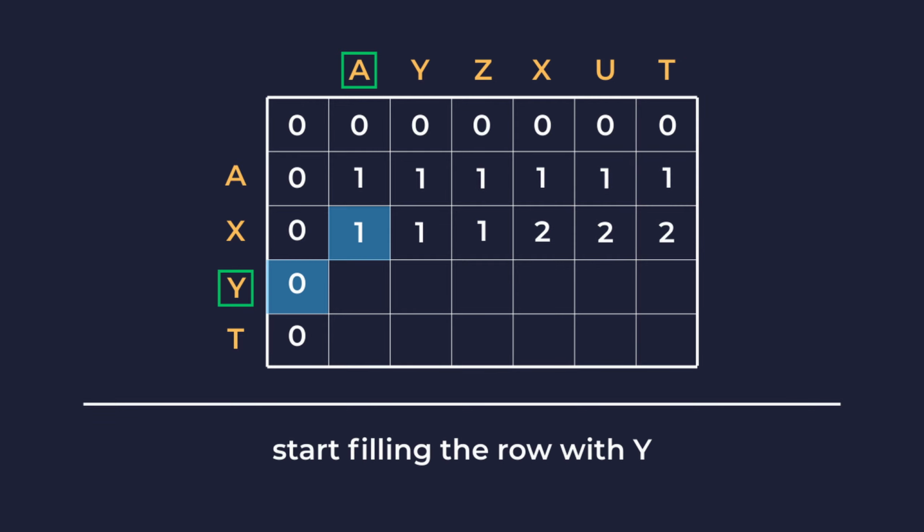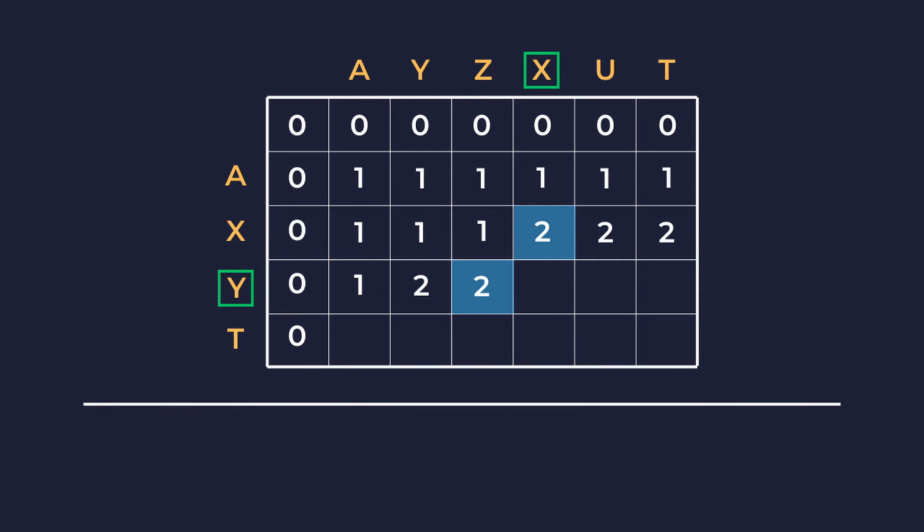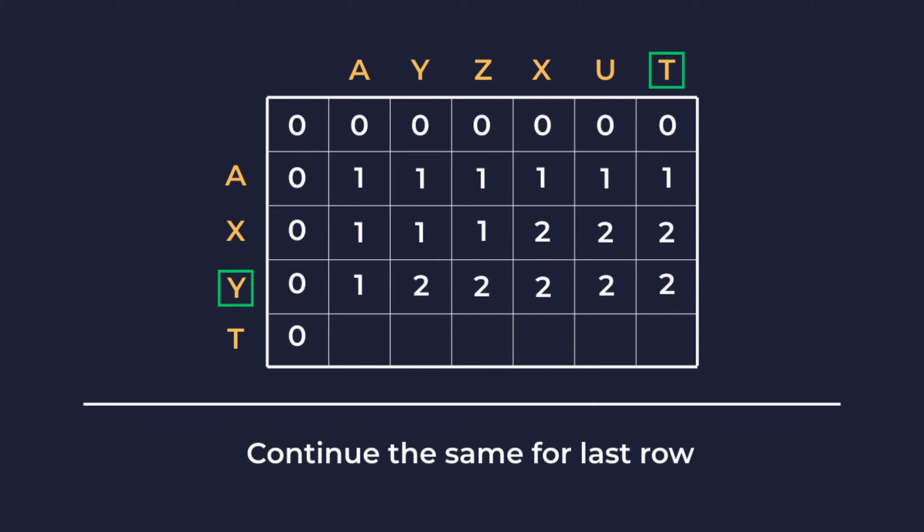Next, we start filling the row with Y. Step by step, we apply the same rule. Match means diagonal plus 1. No match means take the max of left or top. We continue the same way for the last row.